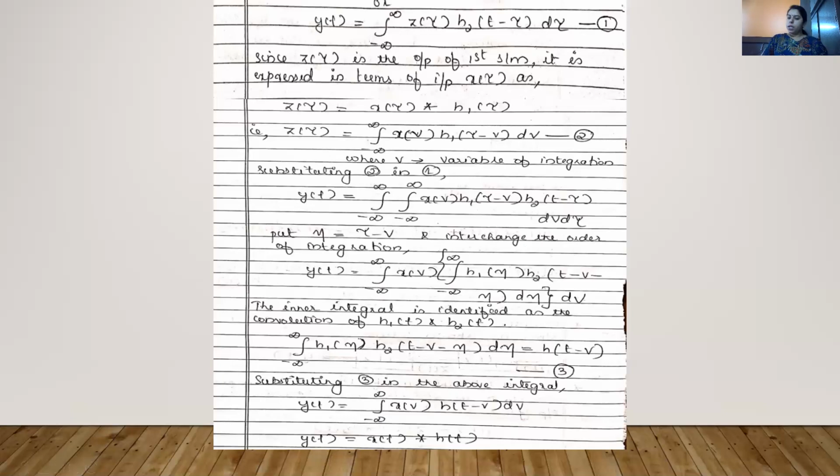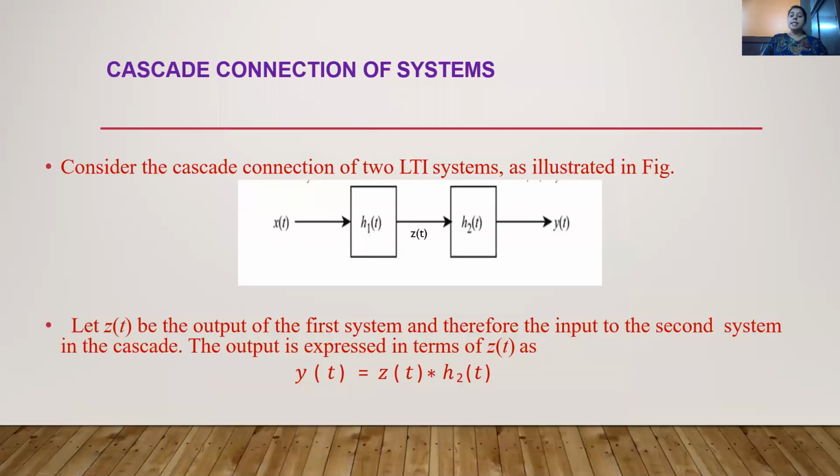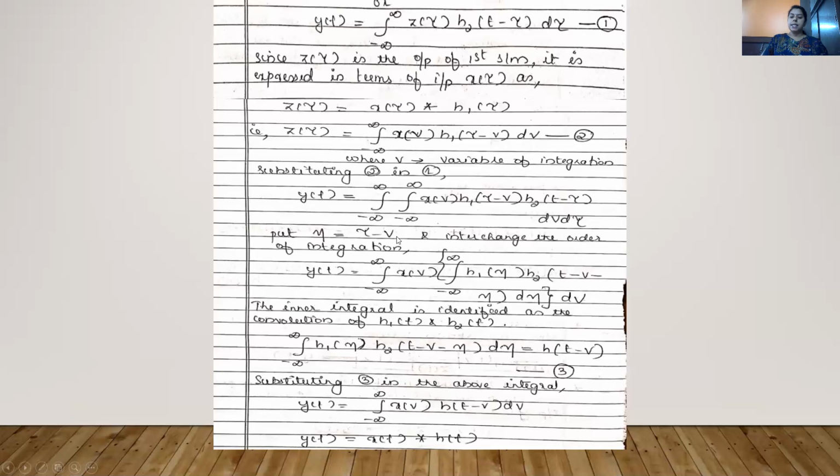Actually, for the convolution integral, we wrote it in terms of tau. Here we are going to write the equation with respect to V. That's it. No other changes. So you can see here that if you are connecting two systems in series, the overall response is in the form of convolution.